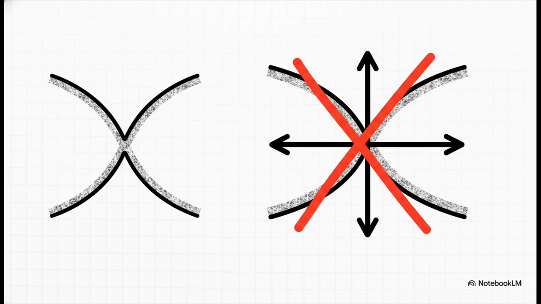I mean, think about it. If they did, what would that even mean? It would mean that at that one single point, the force is trying to push a charge in two different directions at the exact same time. And that's just not possible, right? A thing can only be pushed one way at any given instant.